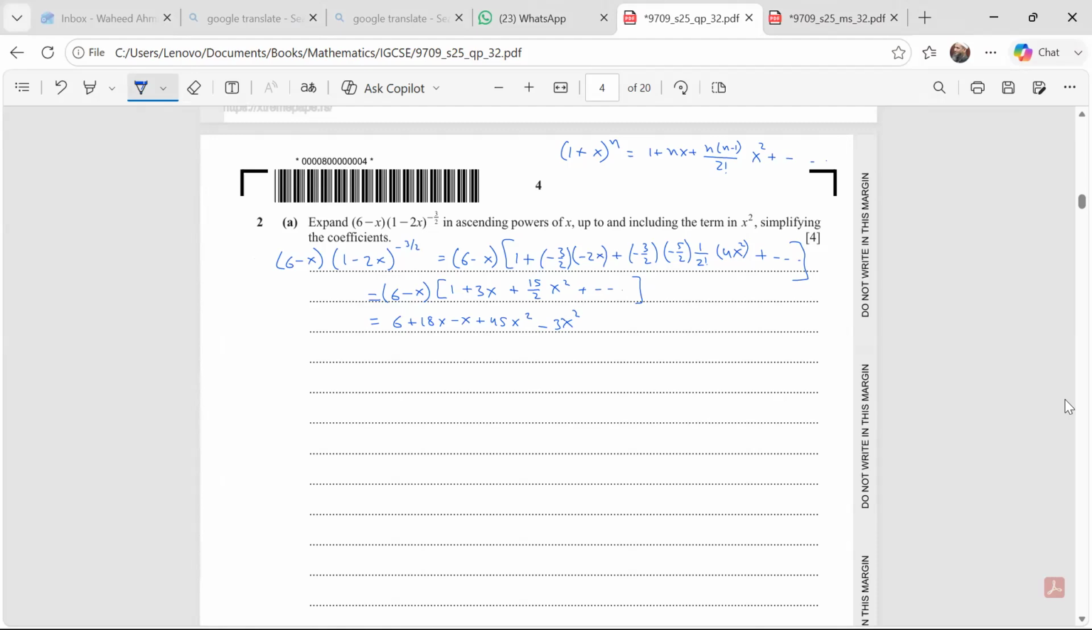Of course, when I multiply this x with this term, it will become x cubed, but I'm not interested in writing that now. So this comes out to be 6 plus 18x minus 1x is 17x, and 45x squared minus 3x squared is plus 42x squared. There are more terms, but I'm not interested, so I write only up to x squared. I hope every step is clear.